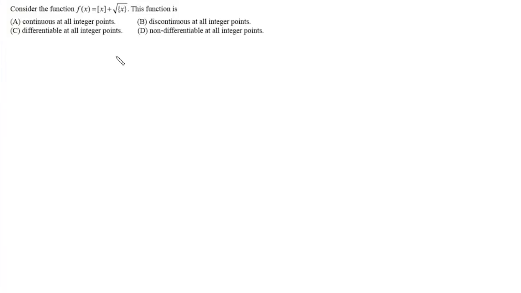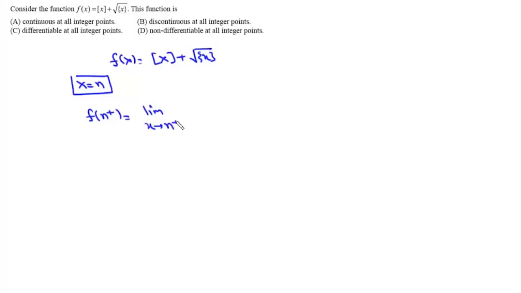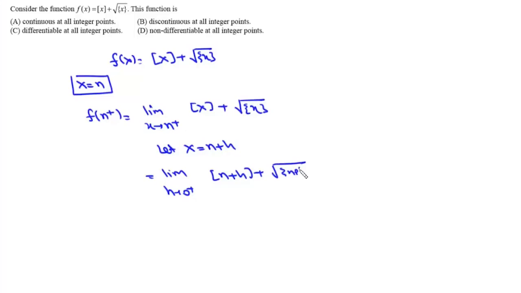Now here the question is, we are given this function f(x), which is the greatest integer function of x plus square root of the fractional part of x, and we need to find its continuity and differentiability at all integer points. Say we are going to find it at n. Now f(n) positive will be the limit as x tends to n positive of the greatest integer function of x plus square root of the fractional part of x. Now we let x as n plus h, so it will be the limit as h tends to 0 positive of the greatest integer function of n plus h plus square root of the fractional part of n plus h.